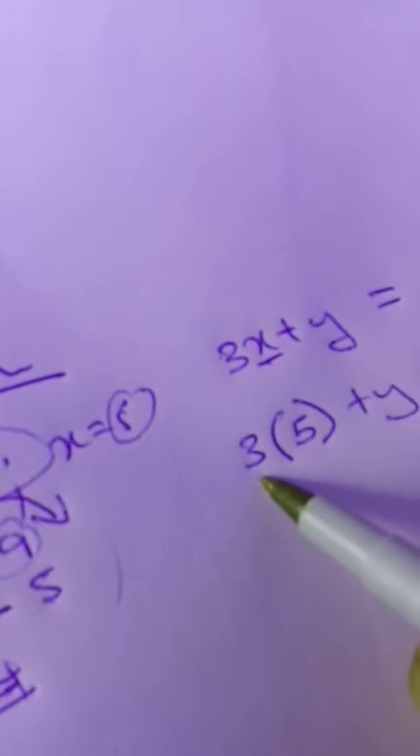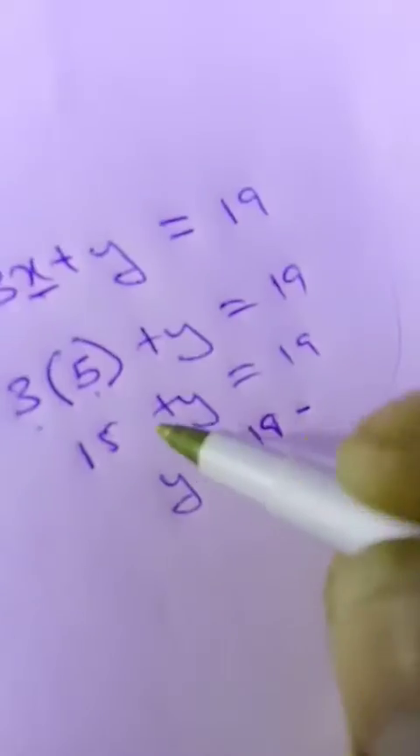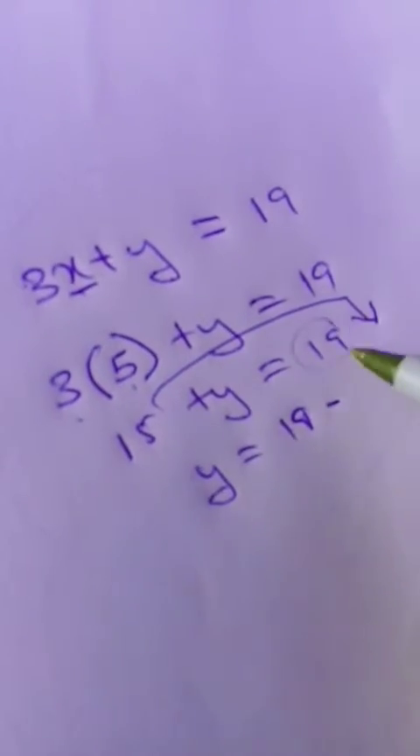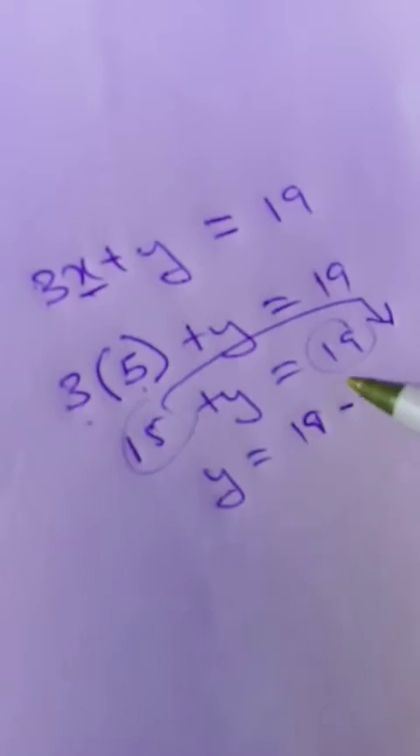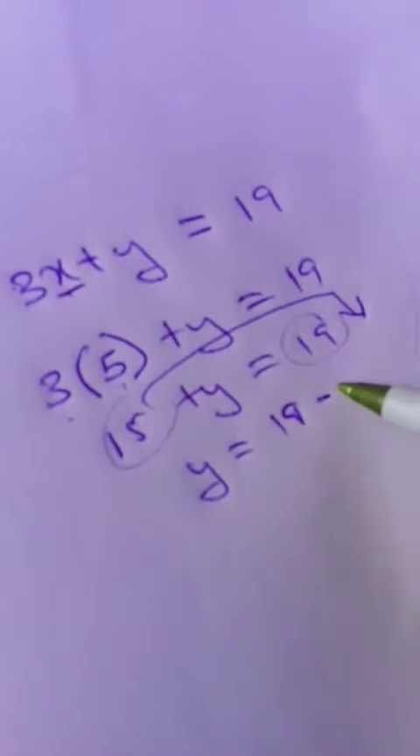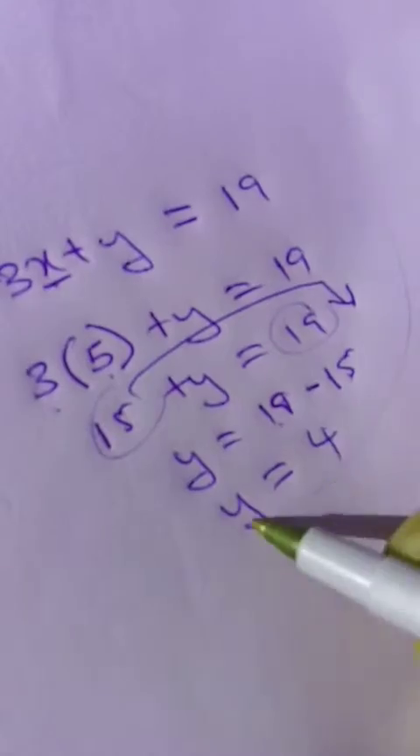It's 3 open bracket 5 for x plus y is equal to 19. 3 times 5 is 15 plus y is equal to 19. Then y is equal to 19, subtract. We are going to take 15 to the other side. We are grouping like terms together. Whenever a number crosses over an equal sign, its sign automatically changes. So y is equal to 19 minus 15, which is 4.